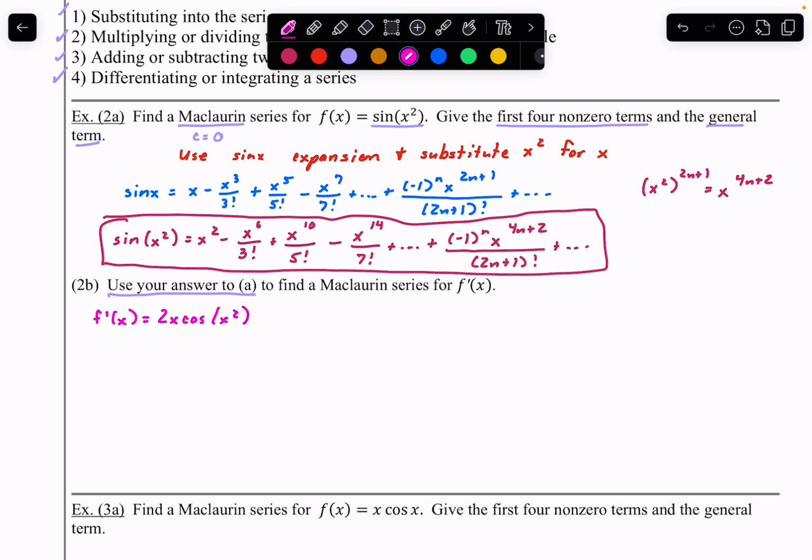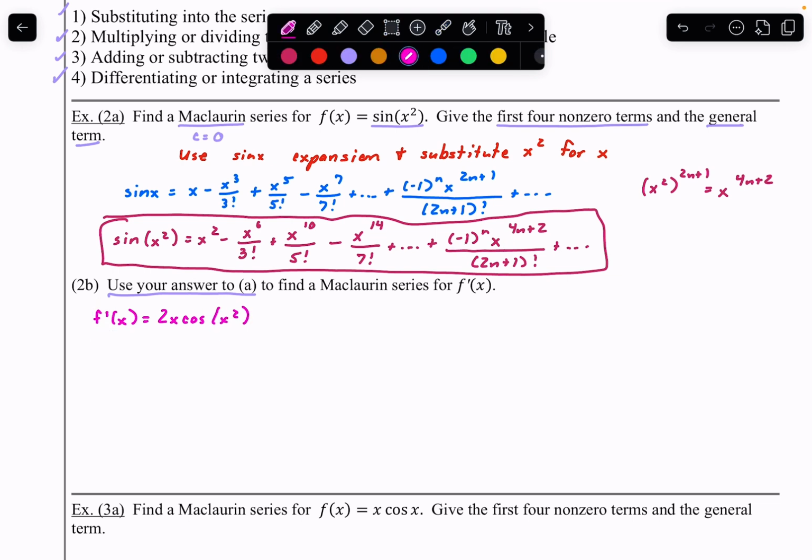I have that. But then to find the Maclaurin series for this, I'm treating that as my original function. I'd have to find this derivative. Then I would have to find the derivative of that. Then I would have to find the derivative of that. Yuck. No one wants to do that, right? So this is telling me to use my answer in part A because to find the Maclaurin series for f prime means all I have to do is take the derivative of each of these terms.